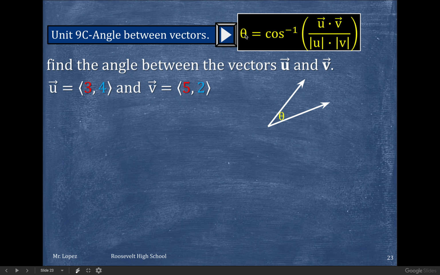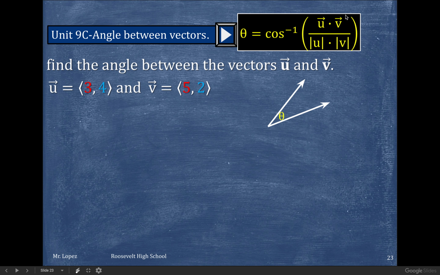So in order to find this theta angle, we would have to calculate the cosine inverse of this right here, which is the dot product of vector u times vector v, and then divide the dot product by the magnitudes of each multiplied. Let's go ahead and get started with that.